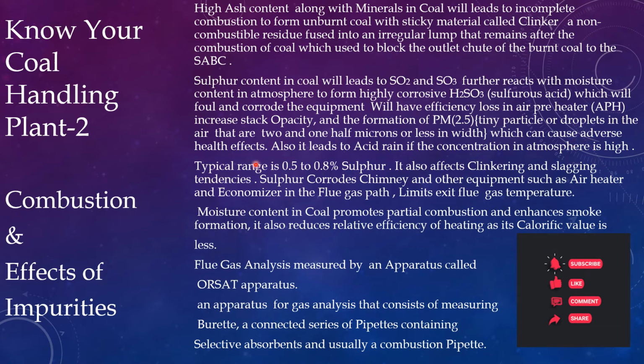It will cause an adverse effect on health. Also, it will lead to acid rain if the concentration in the atmosphere is high, depending on the sulfur percentage in the coal or any fuel. Normally the typical range is around 0.5 to 0.8% of sulfur. It affects clinkering and sagging tendencies. Sulfur corrodes the chimney and other equipment such as the aerator and economizer in the flue gas path while exchanging heat. It also limits the flue gas temperature at the exit to the chimney.